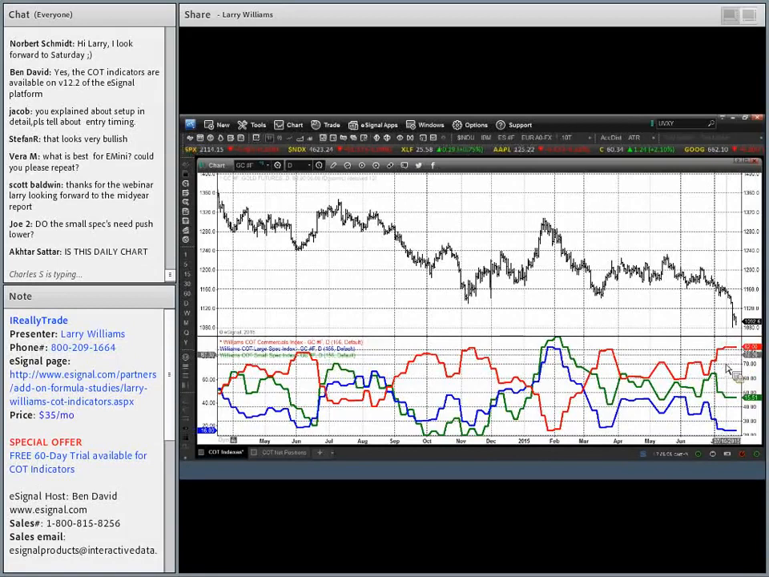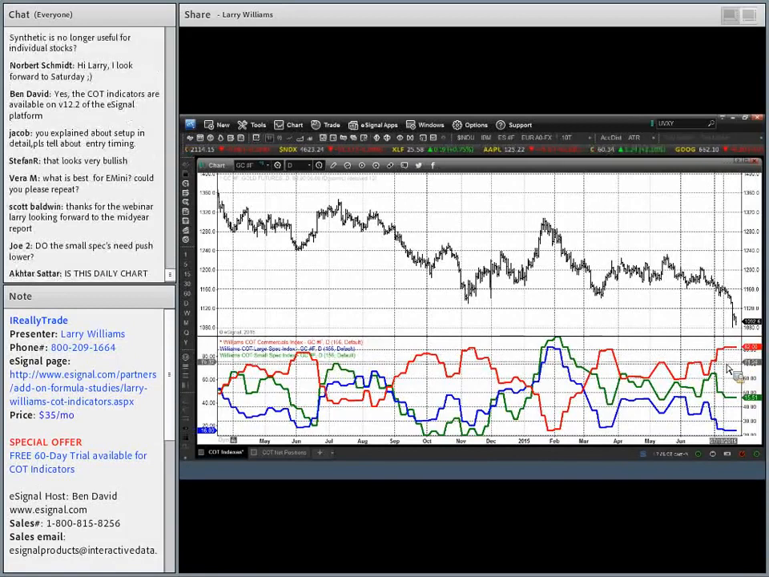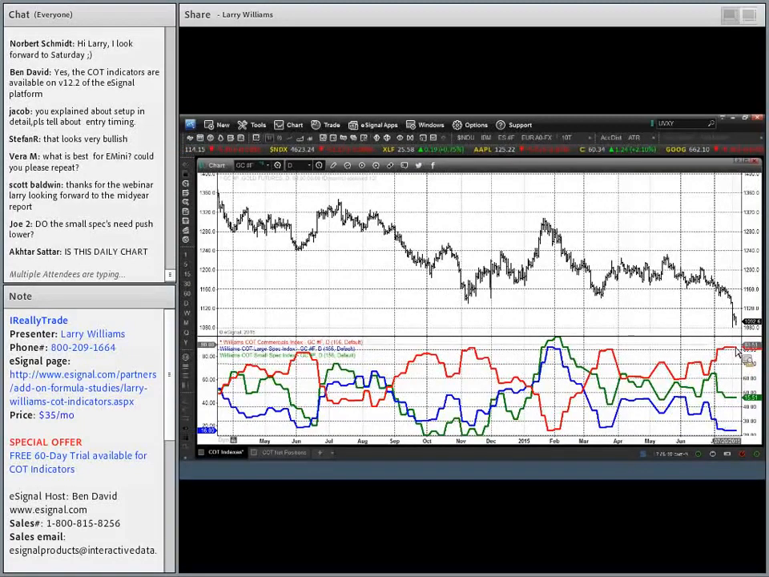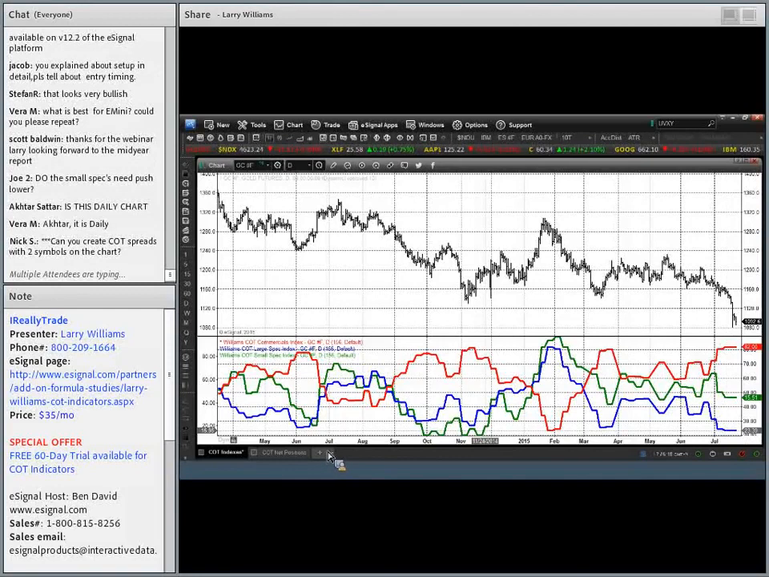We are at a position right now where the commercials have been heavy buyers and everybody else is getting out of the market. So this is a daily chart, and I think that gives us an opportunity to be looking for a buy signal in the marketplace.